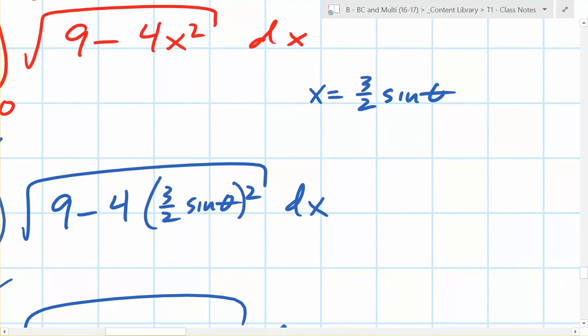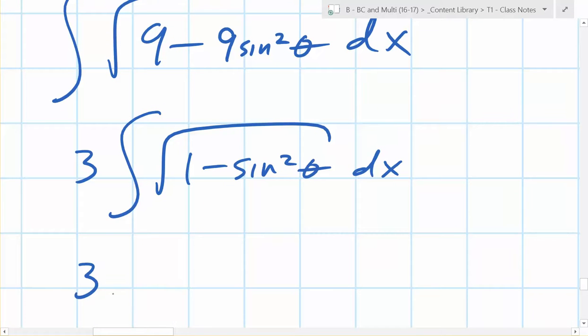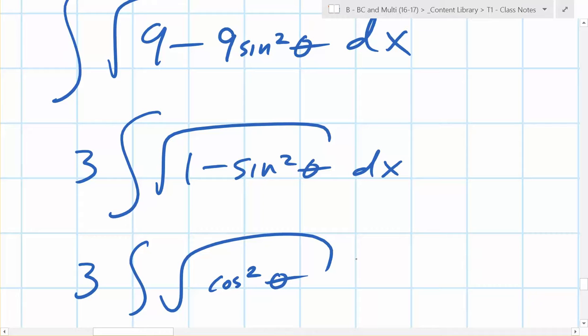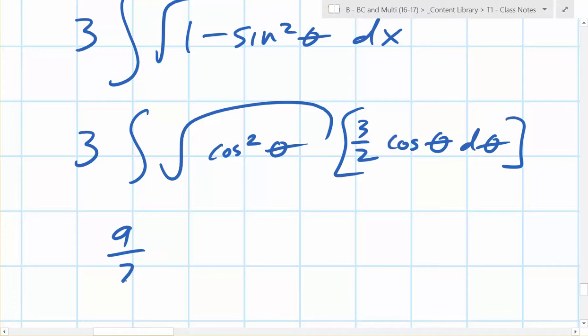So we go up here. What is dx equal to? 3/2 cosine theta d theta. So instead of dx, what do we have? 3 times the square root of cosine squared theta, times 3 over 2 cosine theta d theta. Is that correct? So what do we have here? 9 over 2 times cosine squared theta d theta. That's where we are right now.